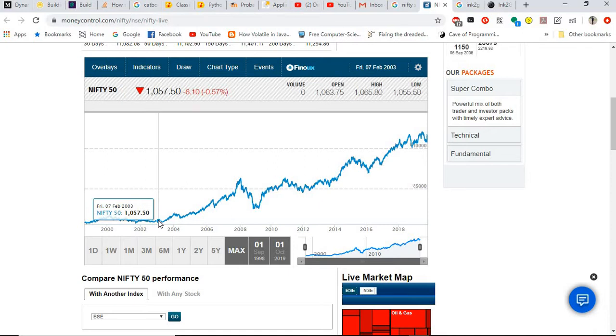That means there is a particular price below which it's not going, and a particular price above which it's not moving as well. It is just oscillating between these two prices. That is the meaning of a sideways market.